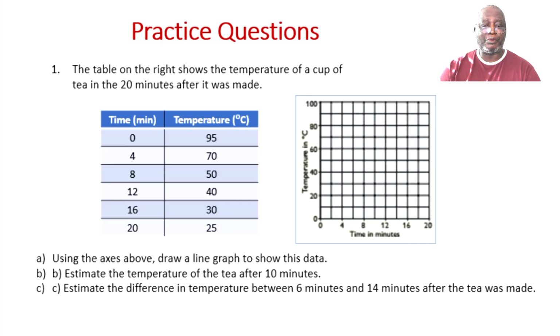A. Use the axis above, draw a line graph to show this data. Estimate the temperature of the tea after 10 minutes. And then estimate the difference in temperature between 6 minutes and 14 minutes after the tea was made. So those estimations are the number of minutes that are not shown. But if you look at the frequency, 8, 12, 16, 20, the number patterns will tell you. It will be an estimate, but it will be a reasonable estimate.